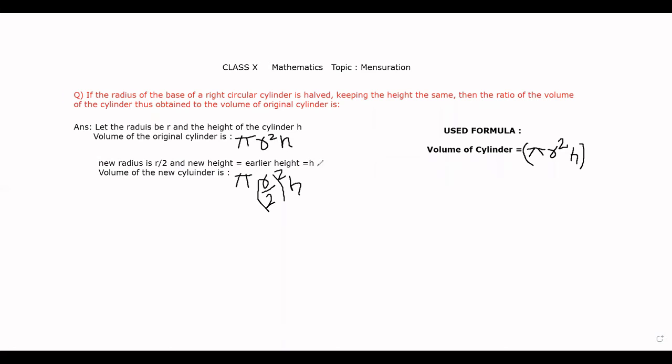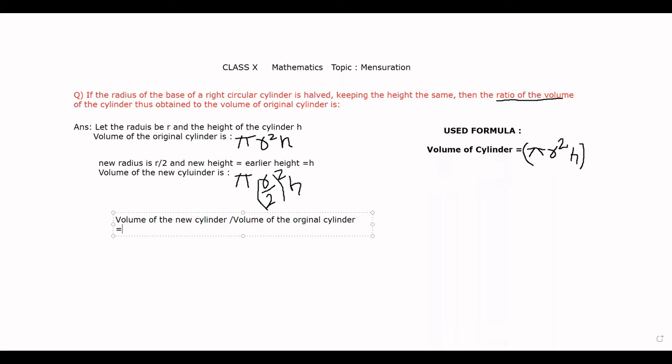So what was the question? The question asked for the ratio of the volume of the obtained cylinder to the volume of the original cylinder. So in the end, we conclude: the ratio of the volume of the new cylinder to the volume of the original cylinder.